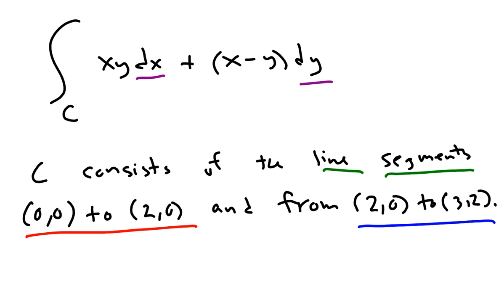Here's x, y. The first line segment, if we look at it, is underlined in red here. We're going from 0, 0 to 2, 0. So I'll start here at 0, 0 and go over to the point 2, 0. And it turns out this is a pretty easy line segment to parameterize.